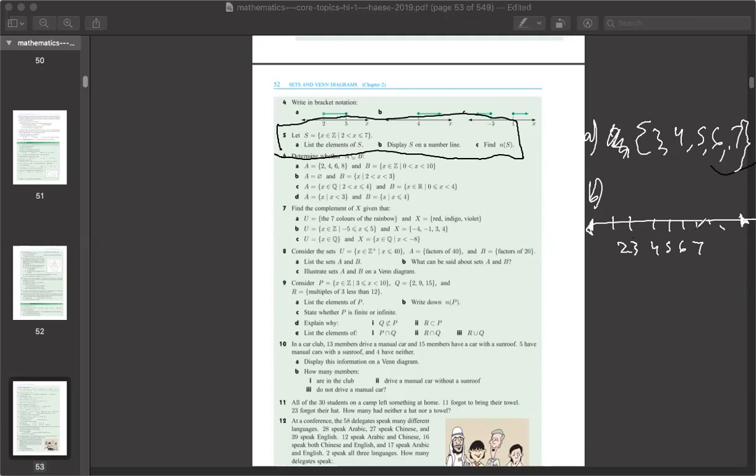And then don't forget to add the arrows to show that it's a number line. Then you make a circle and shade the ones that are included. That's it. Find n, the number of elements of S. That's 1, 2, 3, 4, 5. So that's n(S) = 5. Done.